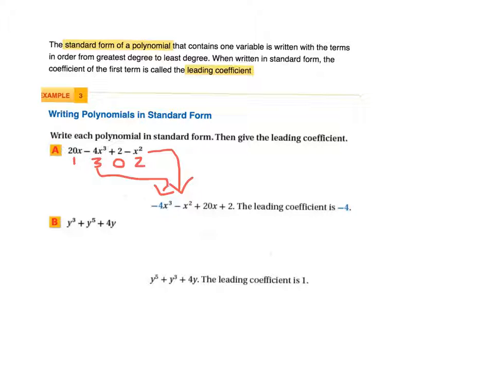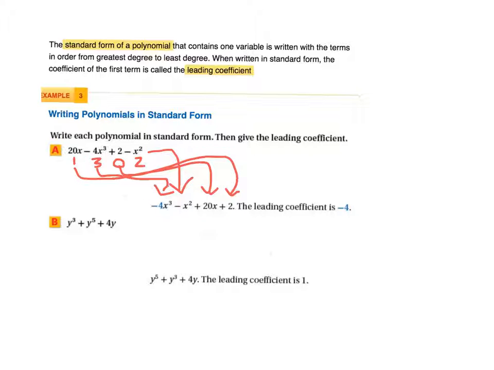The degree of 2, so I wrote the negative x squared. Then I have a degree of 1, that's 20x. And then last, the degree of 0, which is the positive 2. So you just rearrange the terms so that the highest exponent, or highest degree really, comes first. And the leading coefficient is the number that goes with the variable. So the leading one is just whatever's in front of the whole polynomial.